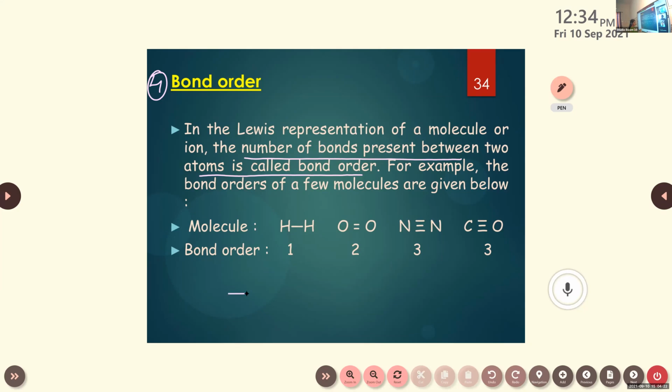I told you each bond will share 2 pair of electrons, right? So the number of bonds is calculated as the bond order. Clear? Here you can see between these two hydrogen atoms, there is one bond, so its bond order is 1. In the case of oxygen, a double bond exists between the oxygen atoms, so its bond order is 2. Then in nitrogen, a triple bond exists between these two nitrogen atoms, so its bond order is 3. In carbon monoxide also the same: a triple bond exists between carbon and oxygen, so it is 3. So the number of bonds present between two atoms is considered the bond order of that molecule.